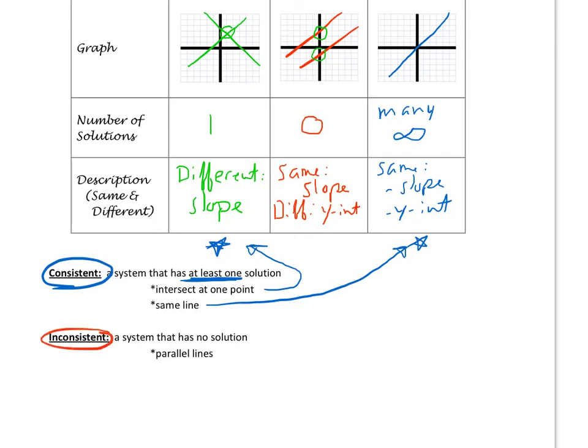Inconsistent is when you have no solutions, and no solutions occur when you have parallel lines. And this ends Part 1 video for Lesson 2.1.